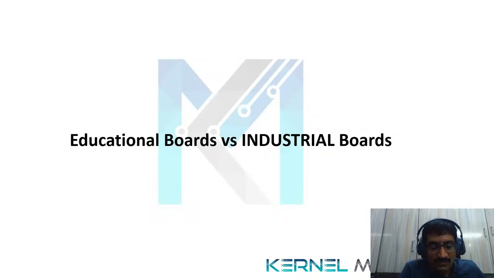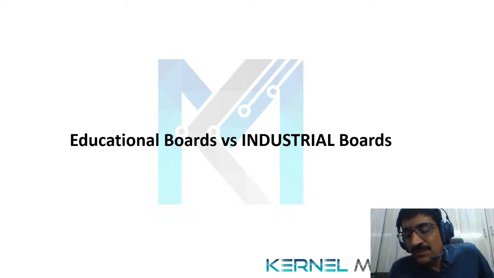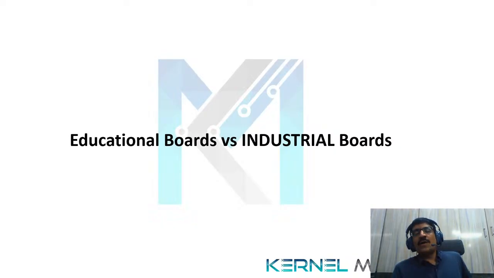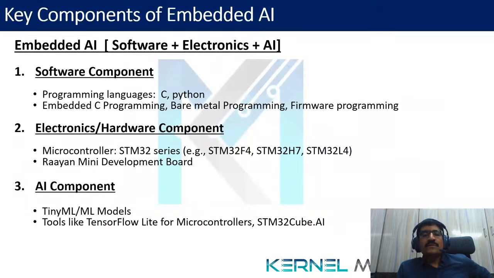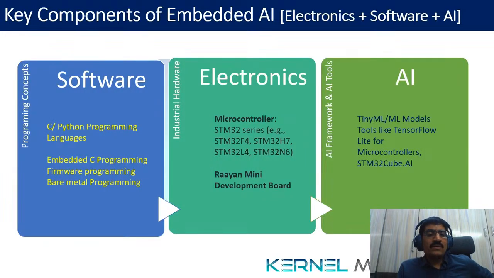So once you have the overall idea, if you are going to start working on the target board, the target board is also part of embedded AI. I told you clearly, people remember. Embedded AI has three parts: software, electronics, and AI. The electronics is nothing but a target board; some kind of board is required.